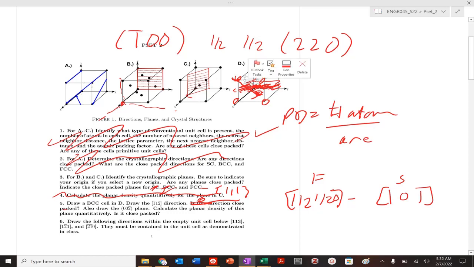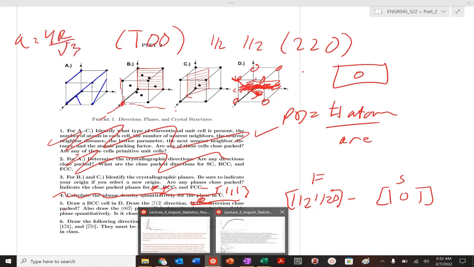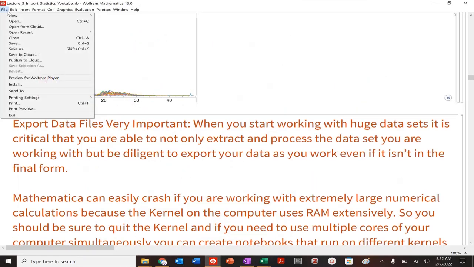Calculate the planar density of this plane. Is it close packed? If I project that plane, I've got one atom in here. My a for BCC is equal to 4r over square root of 3. So now, time to take out my old friend Mathematica.